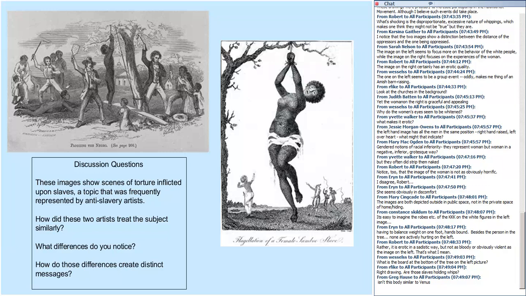Okay. And then Greg Hauser notes here that the body is rather similar to a Venus, and I think that's a good point as well. Emily, do you have a question? Let me pass the microphone to you.